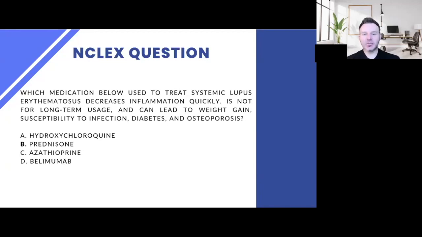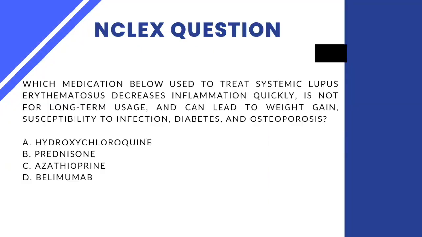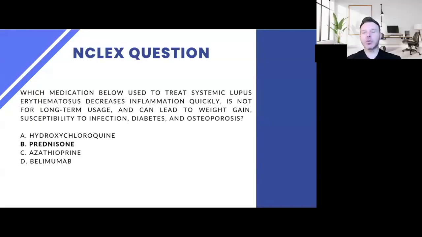All right, let's look at our final question. Which medication used below to treat systemic lupus decreases inflammation quickly, is not for long-term usage, and can lead to weight gain, susceptibility to infection, diabetes, and osteoporosis? Go ahead and look at those 4 medications and give it some quick thought on which one you think would be the correct answer. The correct answer is B, prednisone.